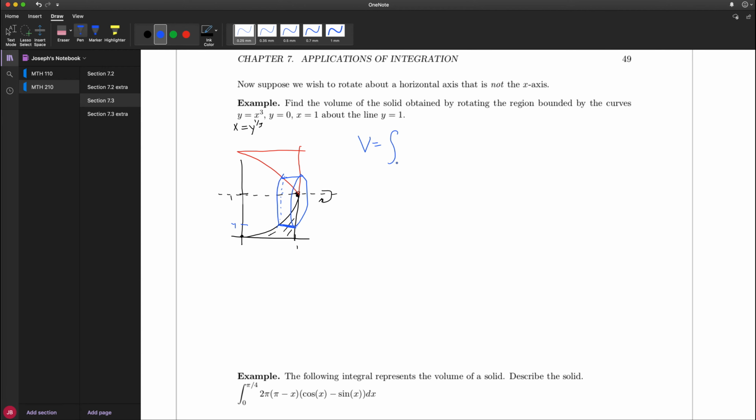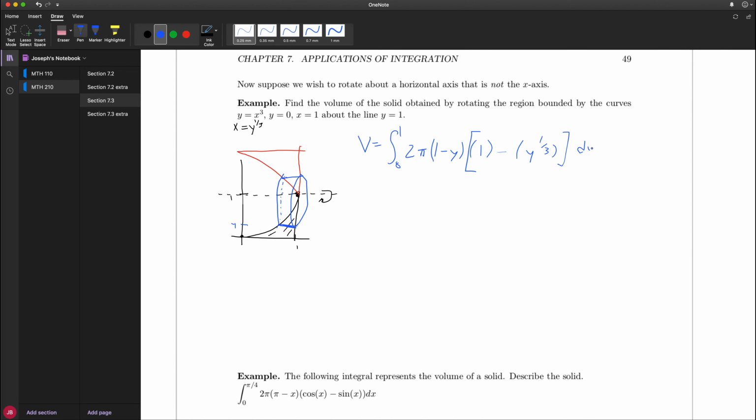So we get the integral from 0 to 1, 2 pi. Now the radius of the cylinder is going to be 1 minus y, right? You notice as y gets bigger, our radius gets smaller. So that's 1 minus y. And now the height of the cylinder is given by this little sliver right here. Well, we see here that it's fixed at 1 being the quote-unquote upper function, and the lower function is formed by x equals y to the 1/3. So it should look like 1 minus y to the 1/3.